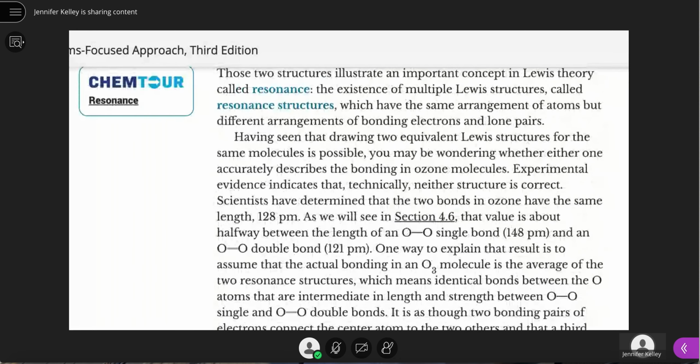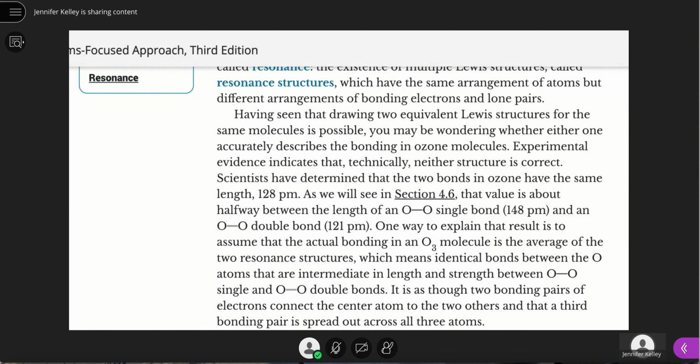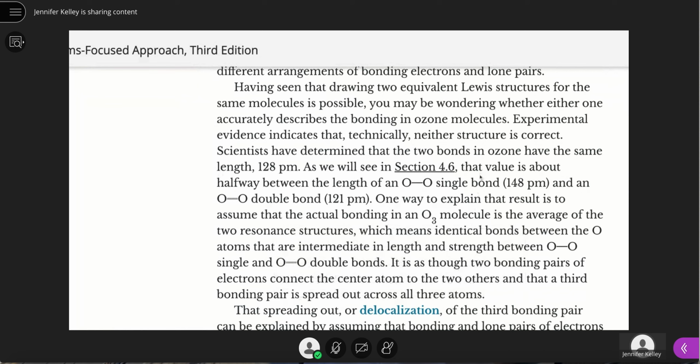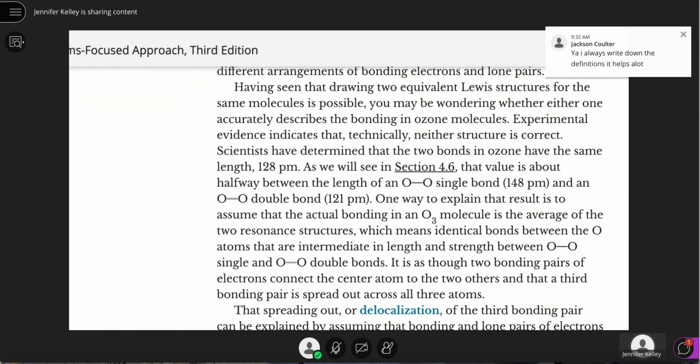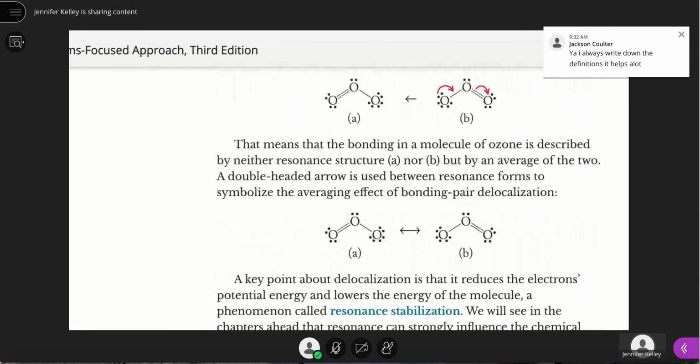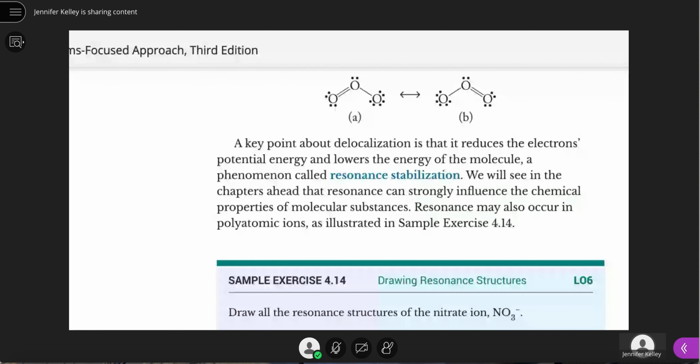And right here, the definitions, the blue words, those are something I frequently pull out of there. And this is all talking about the difference between a single bond, a double bond, and a triple bond. So those would be things that I would ask about, like what's the longest, what's the shortest, and things like that. And then delocalization, and then resonance stabilization.